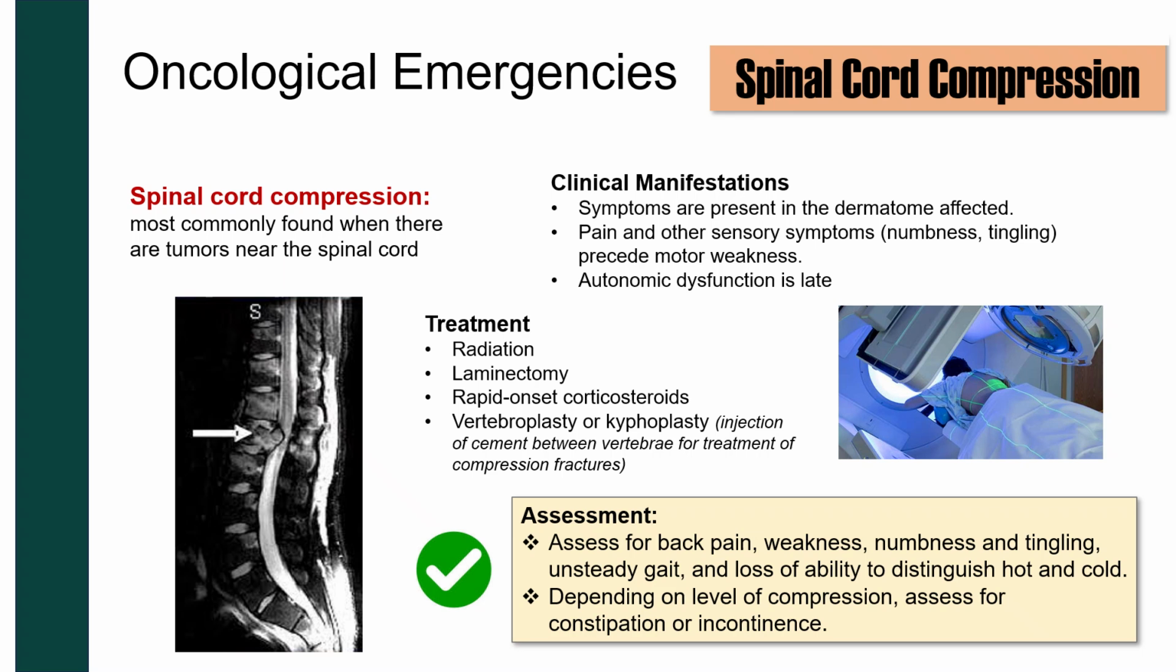Next is spinal cord compression, and this is when there's a tumor near the spinal cord and it begins to press on it. Signs and symptoms are going to depend on where the tumor is located, and we're going to see neuro symptoms, so numbness, tingling, weakness, and pain. The first treatment will likely be radiation, because we want to shrink it down to as small as possible before doing any type of surgical intervention. That would be the preferable choice.